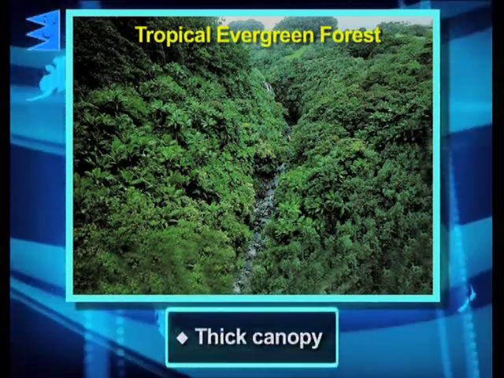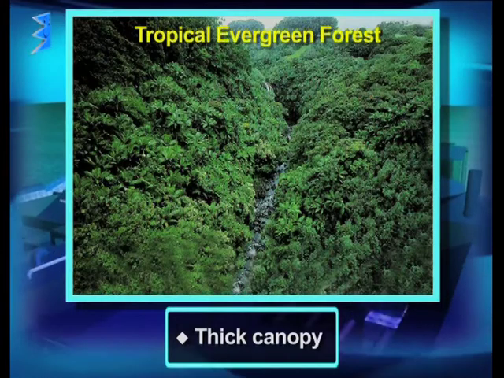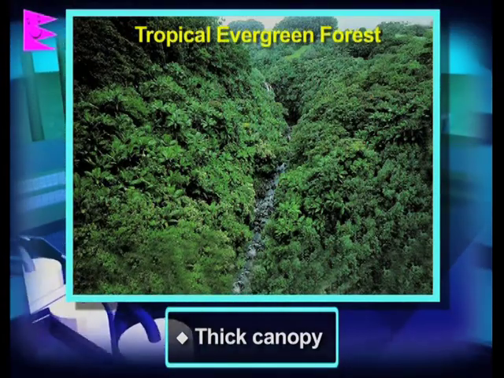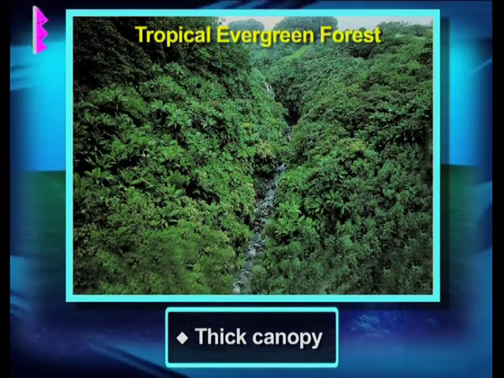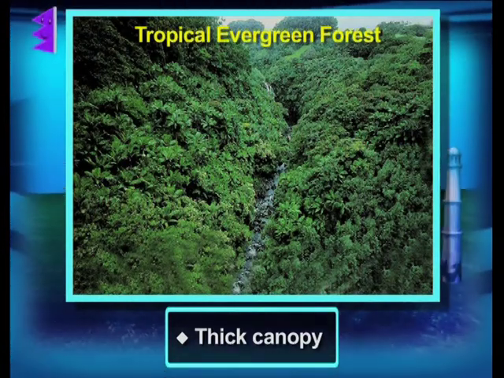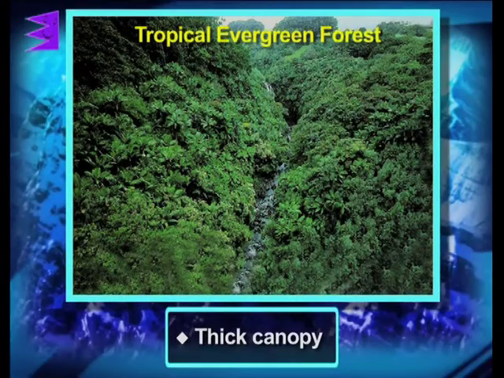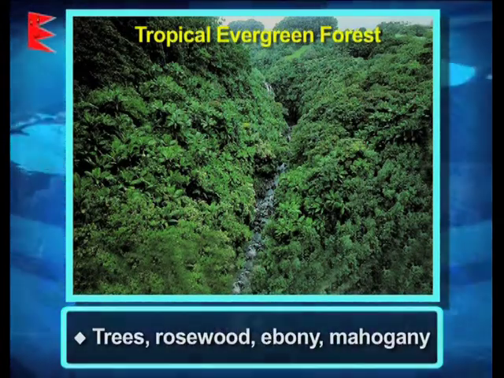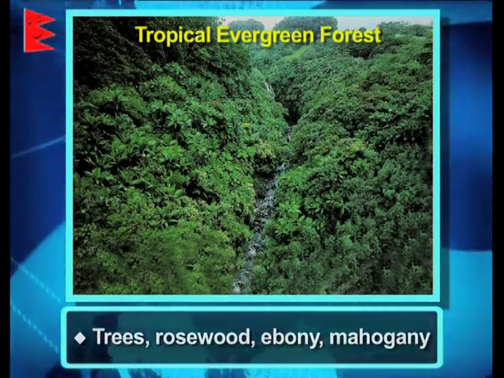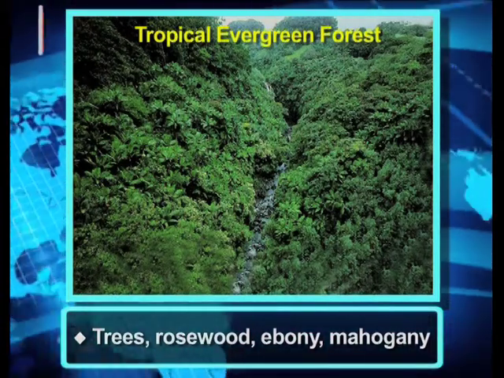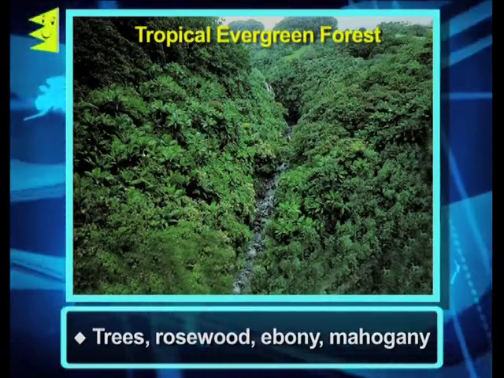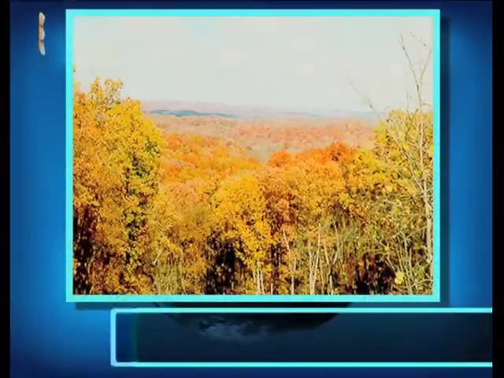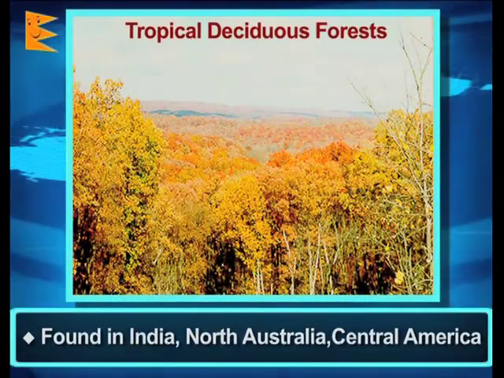The thick canopies of the forest trees are formed in such a way that they do not let the sunlight to be passed on in the daytime. The flora and the fauna of this tropical evergreen forest are the trees found, the rosewood, the ebony and the mahogany. The second type of forest is the tropical deciduous forest.